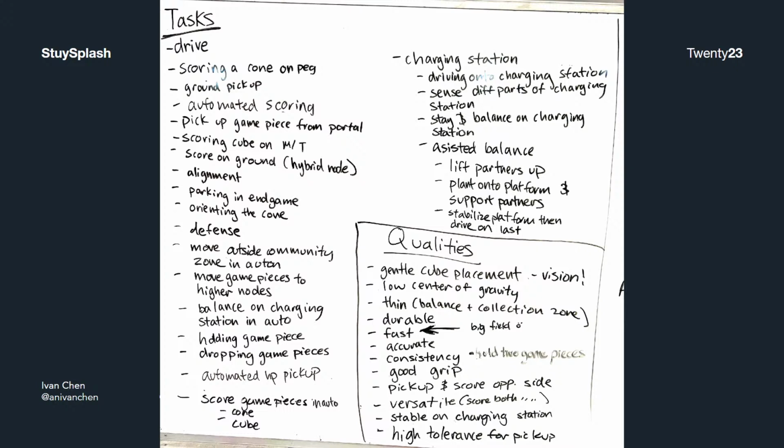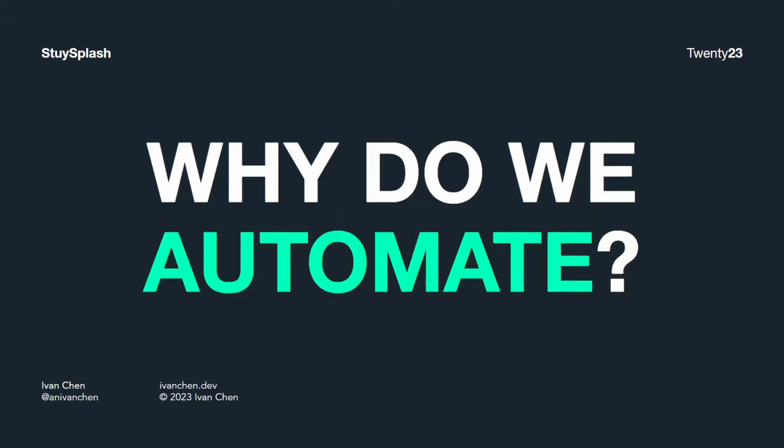But yeah, so we define what tasks our robot could do so that we can design a robot around the various tasks that we decide to do. And we define various qualities that it should have. Now, once you have these tasks, you can look into them. Can you automate some of these things? Our driver, if we are intaking a, why do we automate?